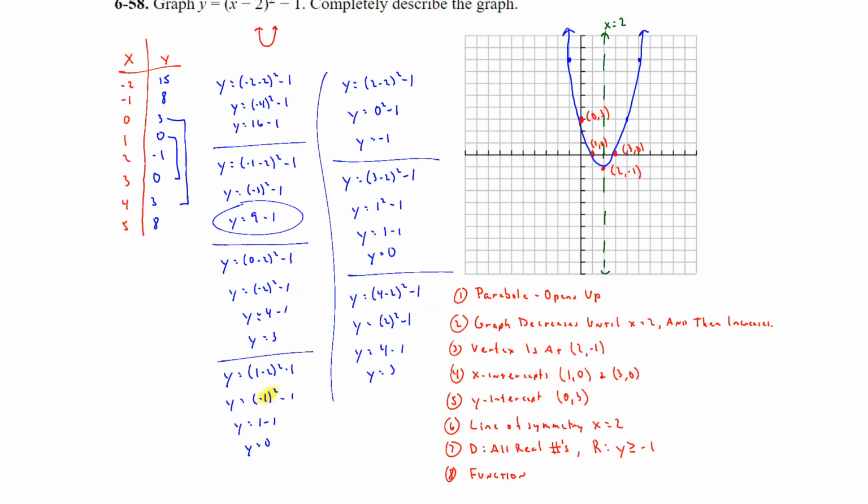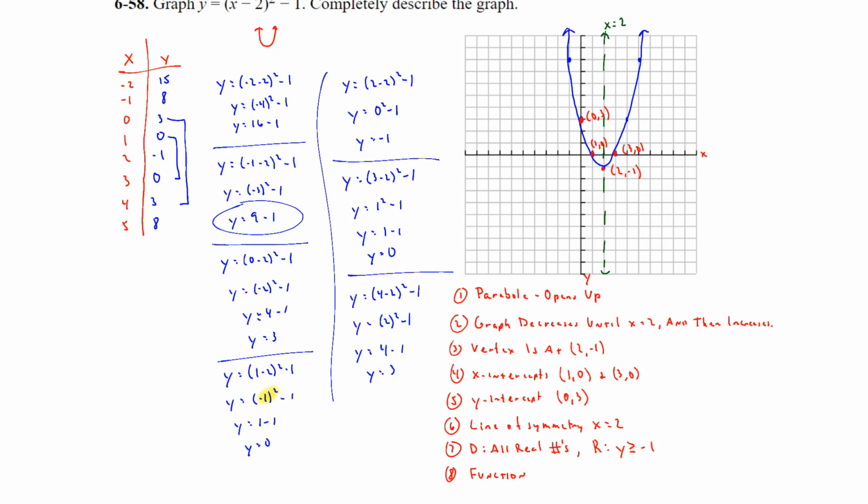All right, so here's the list I came up with. Parabola, it opens up. The graph decreases until x is equal to 2, so the y values are going down, and then at x equals 2, it starts to increase. The vertex is at (2, -1), and if you just called it a special point, that's fine for now. The x-intercepts, it crosses the x-axis at (1, 0) and (3, 0). Make sure you write those as points. And it crosses the y-axis at (0, 3).